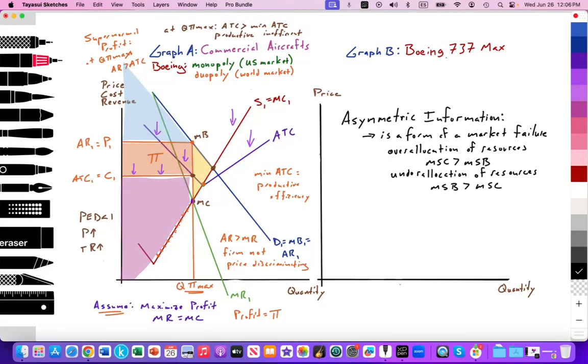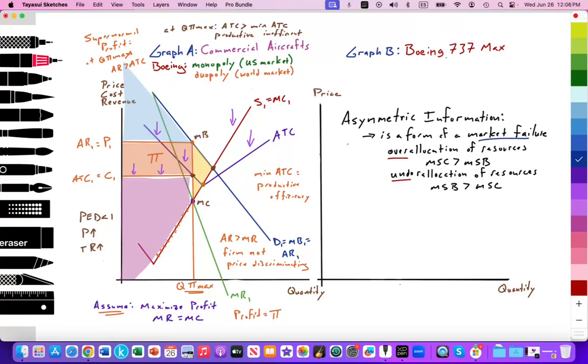So asymmetric information can lead to a scenario where we're either producing too much, over allocation, or not enough, under allocation. In this case, with Boeing producing the 737 MAX, here we have an over allocation. We're producing more of these defective aircraft than what is desired by society. So asymmetric information leads to the scenario of market failure. But what does it mean?